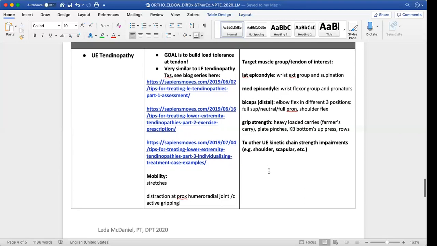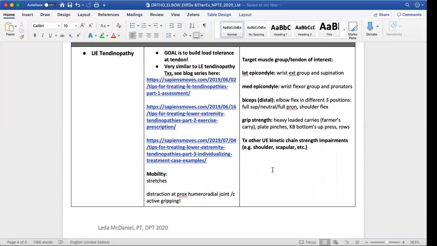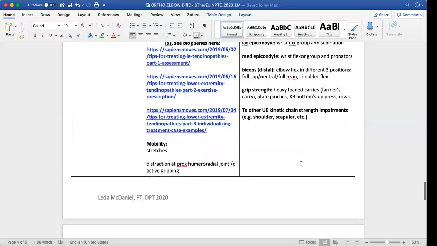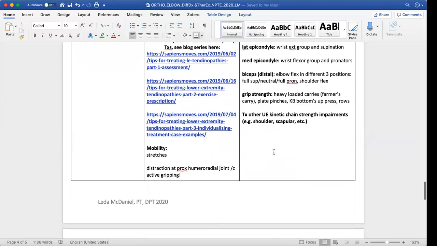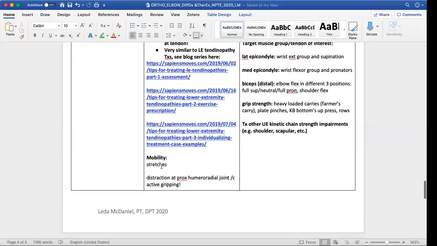When we're thinking about applying load to these specific tendinopathies, we want to target the muscle group and tendon of interest to try to build load tolerance. So again, when we're thinking about the lateral epicondyle, we want to target those wrist extensor group and supinators, medial epicondyle, wrist flexors and pronators. Biceps, we want to really train elbow flexion as well as supination. We could train shoulder flexion as well, again, because biceps is continuous, so pull in both places are going to contribute. We want to train grip strength for all of these individuals. And then eventually we want to train mobility if it's indicated.